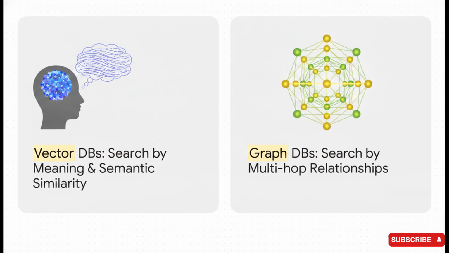So here is the absolutely crucial difference. A vector DB bridges the gap between how we as humans ask questions and how computers store concepts. It's all about semantic similarity. A GraphDB, though, is purpose-built to effortlessly glide through complex webs of interconnected data. It makes multi-hop relationships an absolute breeze.